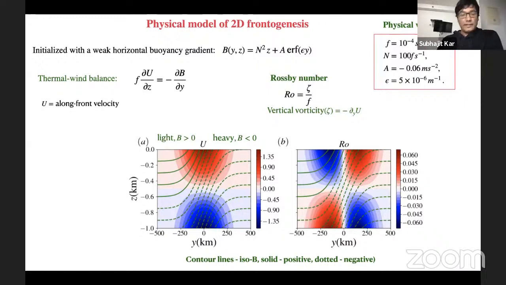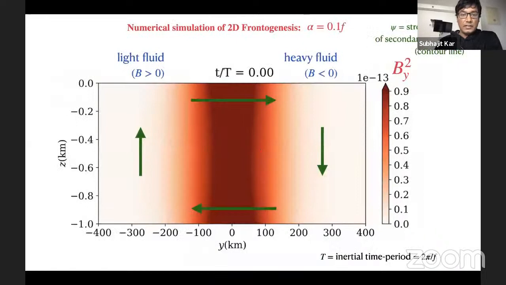Here in figure A, we're seeing a typical along-front velocity, and the green line is showing the isobuoyancy lines, and figure B is showing the Rossby number, which is based on the vertical vorticity. And you can initially see that the Rossby number is pretty small here. So initially we're starting with a very weak front, which is associated with a very small Rossby number.